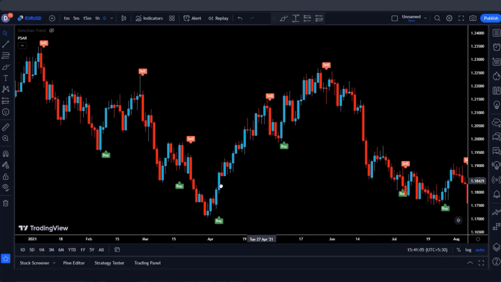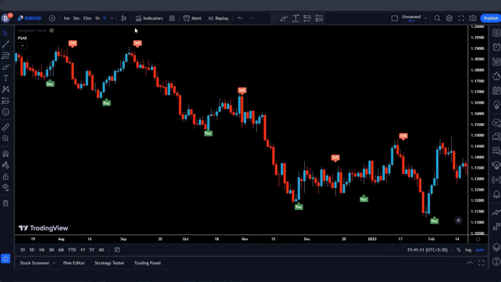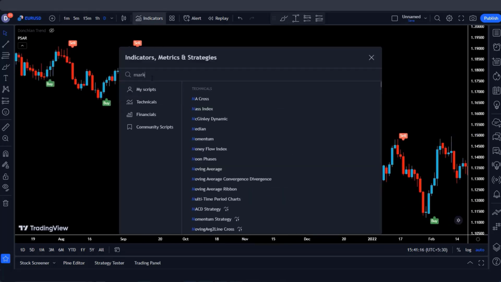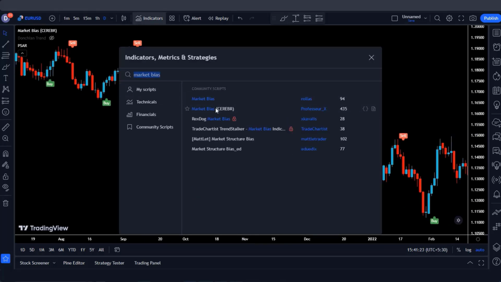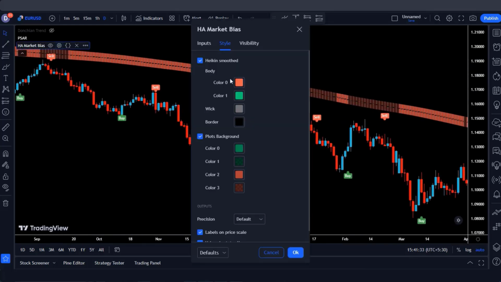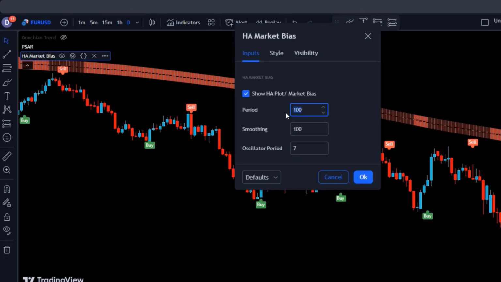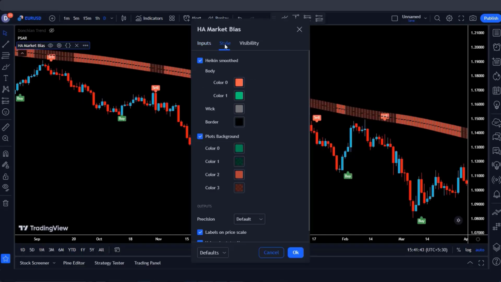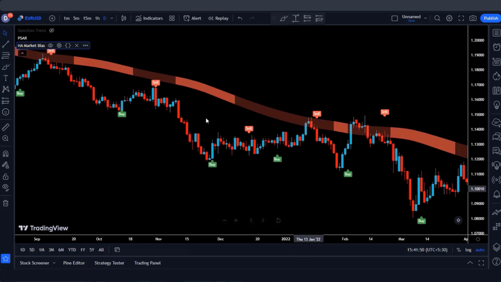Last but not least, in the first place, we have a trend filter indicator called market bias, this one by Professor X. Double-click on the indicator to access the settings panel. On the inputs tab, change the period to 60 and smoothing to 30. Then on the style tab, uncheck this first option and then click.